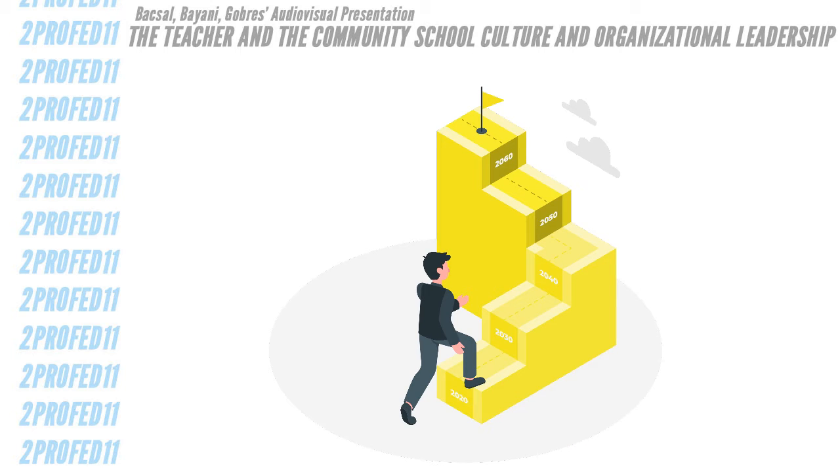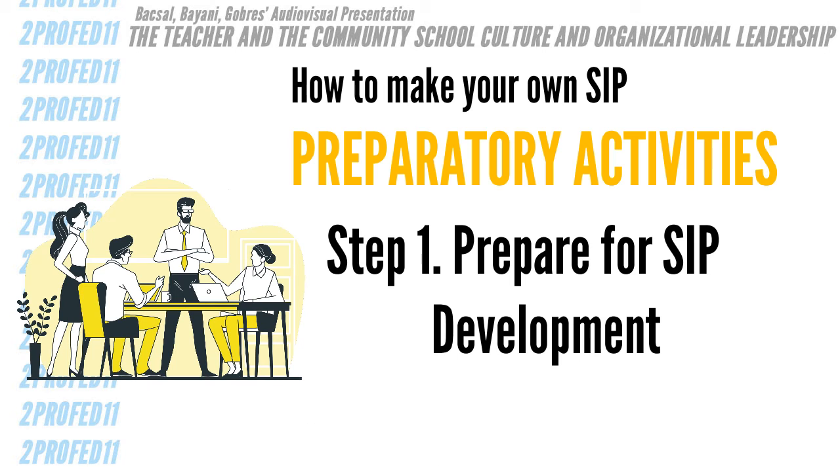Now let's get into the steps in making the SIP. First, we have our preparatory activities. Step 1. Prepare for the SIP development. This part is where you will be gathering your data and consolidating information. This is where you also form the school community planning team, composed of significant authority from the school and the community. Sharing your mission, vision, and goals are also a priority at this point.